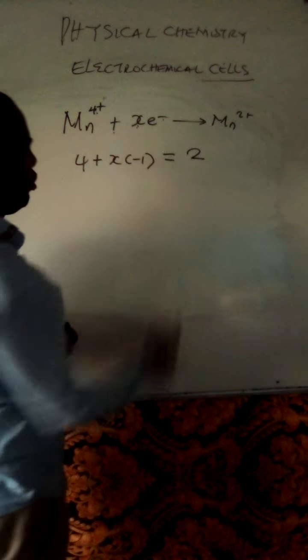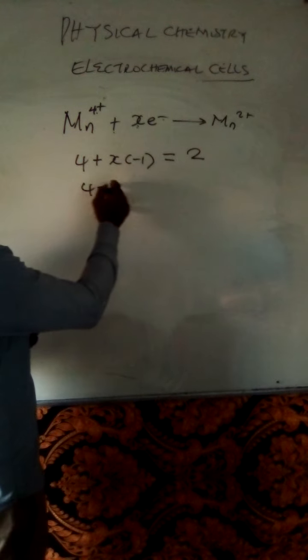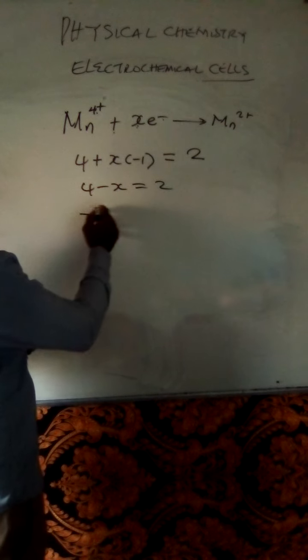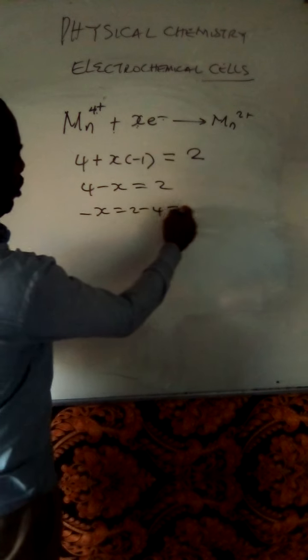So we now have 4 minus S2. Minus S becomes 2 minus 4, giving us minus 2. That means S becomes equal to 2 here to balance. So the value of S in this equation is 2.